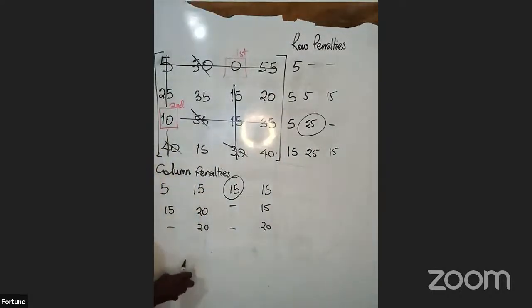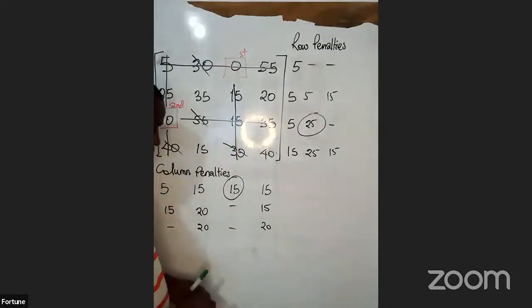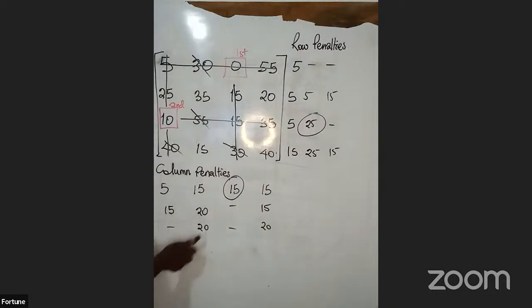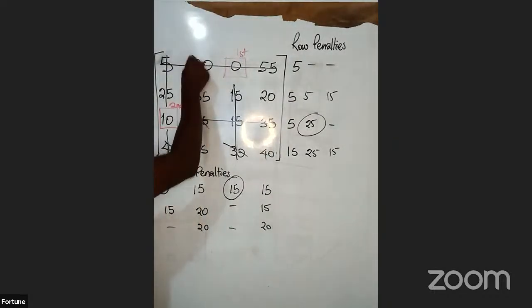So the highest penalty, there are two high penalties, which are all in the column. So what do we do? Let's assess. This is 20. Go back here. We have to allocate 15.